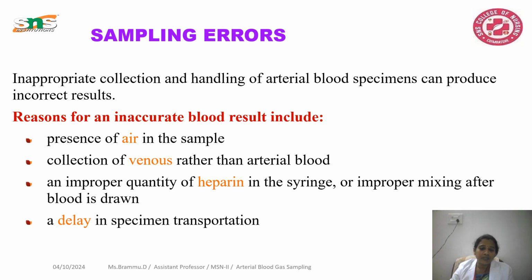Might be you have not punctured the artery, but instead you have punctured the vein, and you get an abnormal result. And there might be a very small or minimal quantity where the blood has lysed, thereby you are getting an improper value, or improper mixing of the blood after it is drawn, or you are transporting the specimen to the lab very late. So these are the possible reasons where we may get incorrect blood results in ABG sampling.